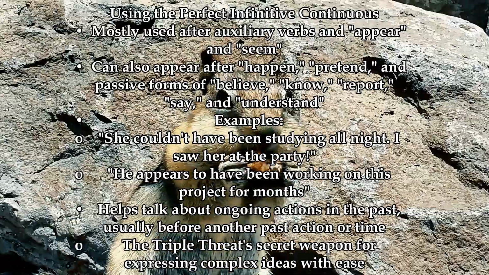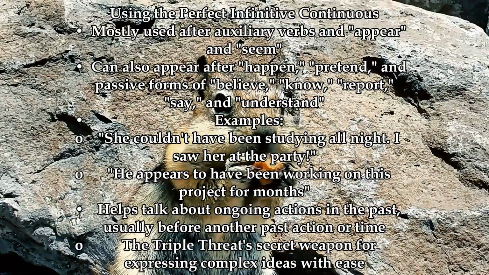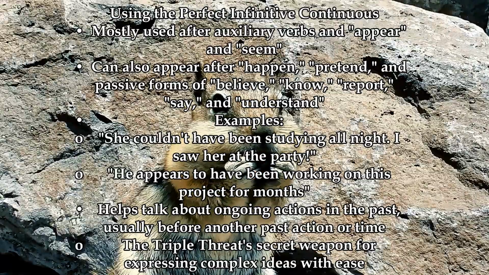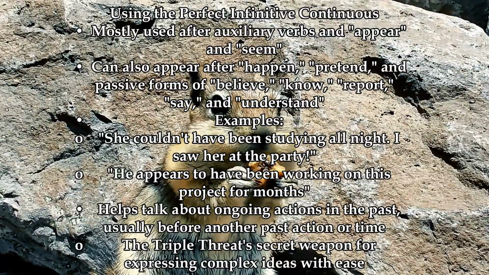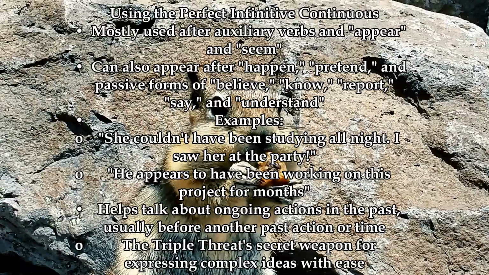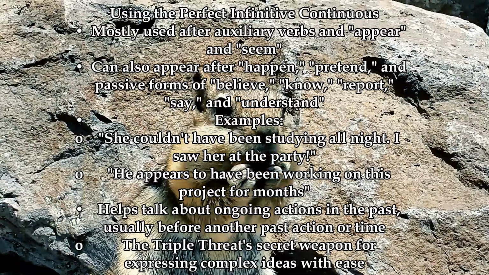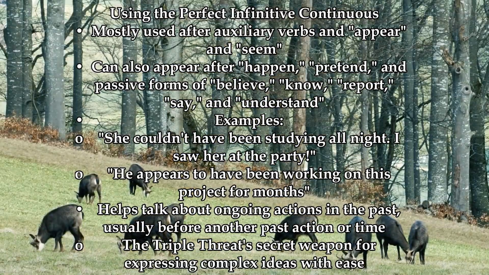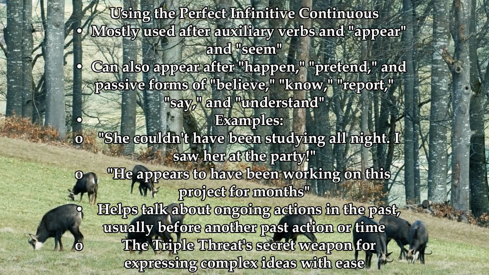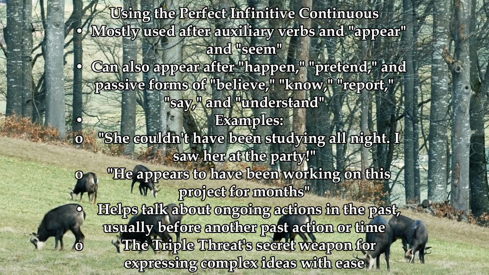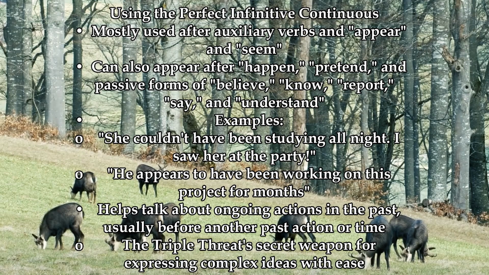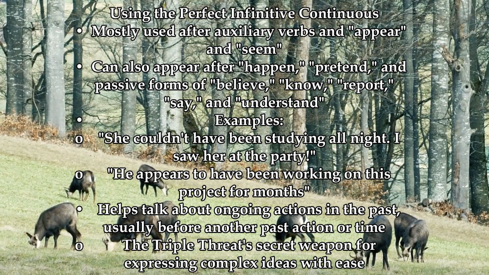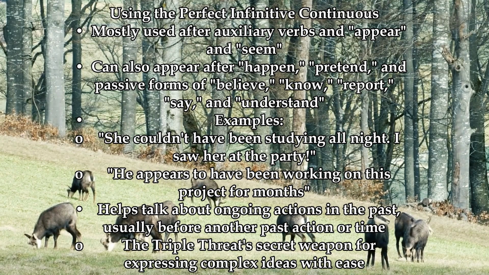This construction is mostly used after auxiliary verbs and the verbs appear and seem, but it can also pop up after happen, pretend, and the passive forms of believe, know, report, say, and understand. Check out these examples. She couldn't have been studying all night. I saw her at the party. He appears to have been working on this project for months. The perfect infinitive continuous helps us talk about actions that were ongoing in the past, usually before another past action or time. It's like the triple threat's secret weapon, allowing us to express complex ideas with ease.